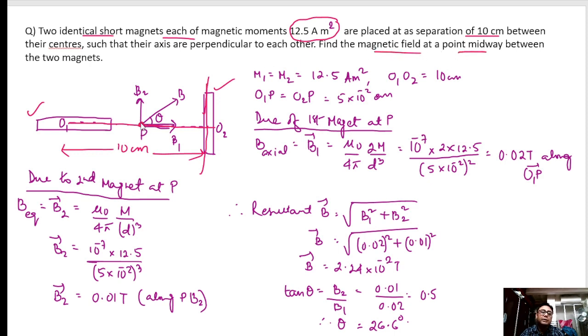So here we have to find the magnetic field first. Axial magnetic field 10 centimeter away. The formula is this. Axial magnetic field, mu 0 by 4 pi is 10 to the power minus 7. Magnetic moment is given to us. Distance is given to us, which should be 5 into 10 to the power minus 2. Okay, so this distance is given to us.